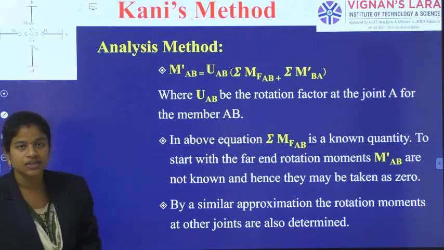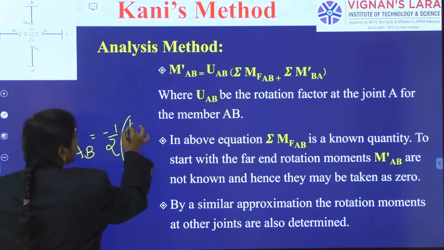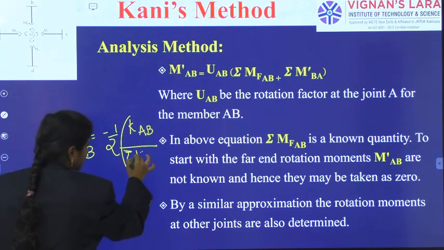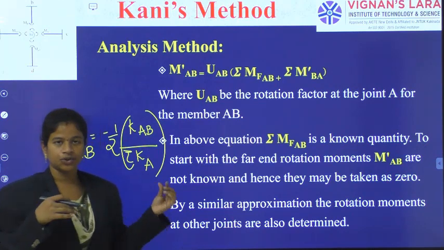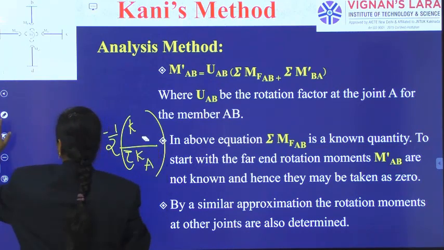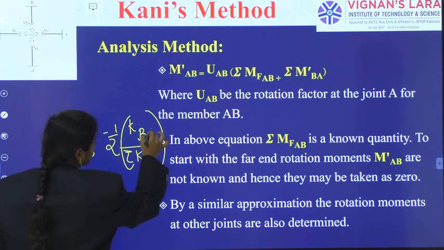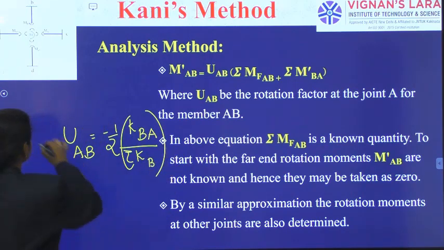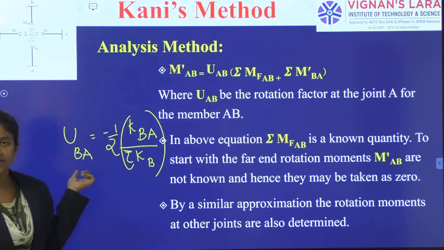So what is this U_AB involving? U_AB is equal to minus half times the relative stiffness of AB divided by the summation of the relative stiffnesses at the joint A. If there is any continuity at the joint, say BA, we write K_BA, the sum of the relative stiffnesses at B, and the factor is U_BA.